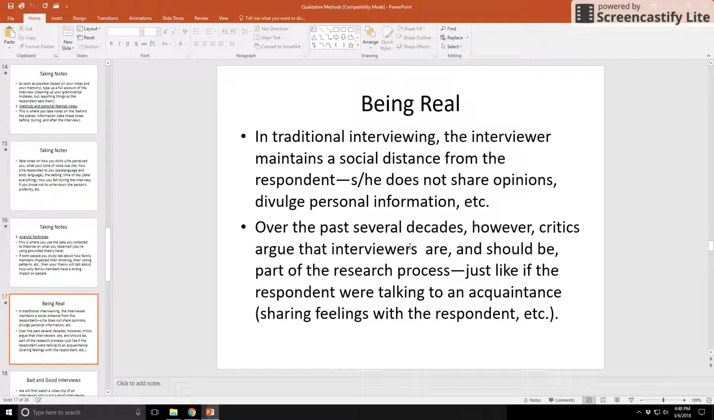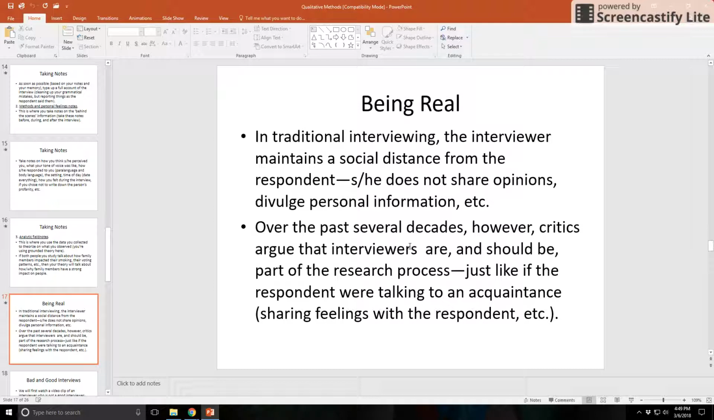In the traditional interviewing, which has been going on for a long time, the interviewer maintains this distance between himself or herself and the interviewee. In other words, you don't really try and get chummy and pally with the person. Over the past few decades, beginning around the 80s, an approach cropped up that's called being real. So if the person asks you a question, you throw your opinions and thoughts right along in with what he or she is saying.